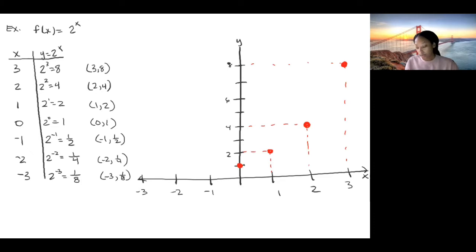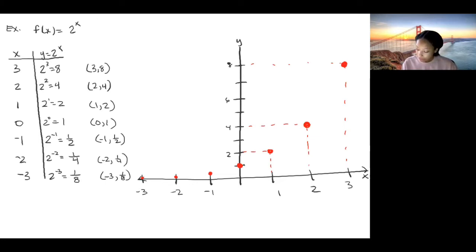And then for our negatives, I'll try to draw these as close as possible. (-1, 1/2) would be about here. And then (-2, 1/4). Ooh, it's real close to the x-axis. And then (-3, 1/8) is even closer to the x-axis.